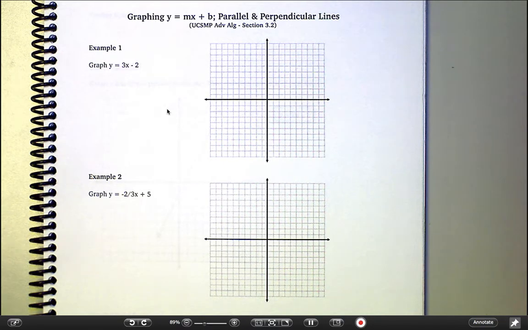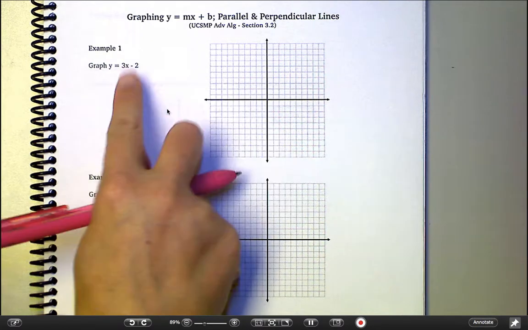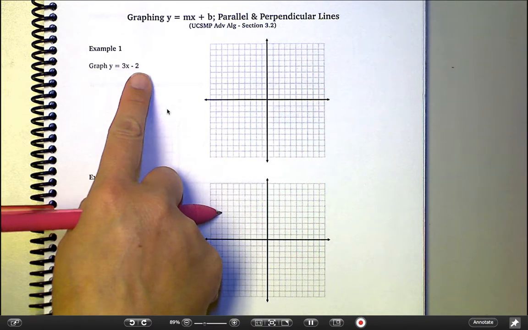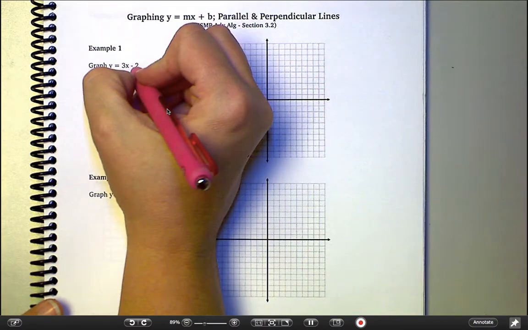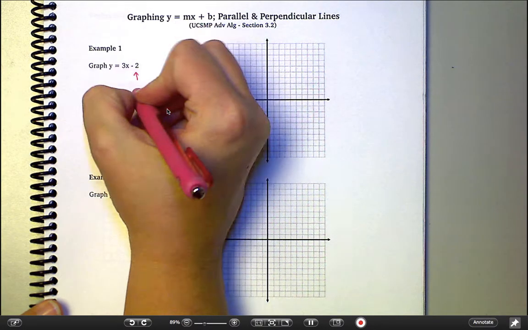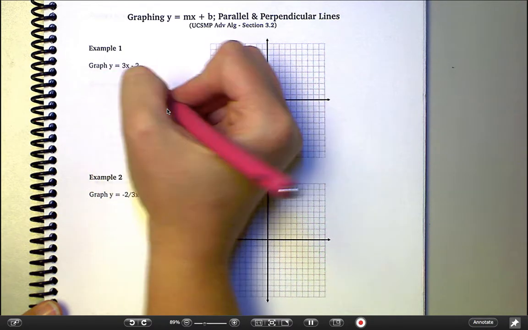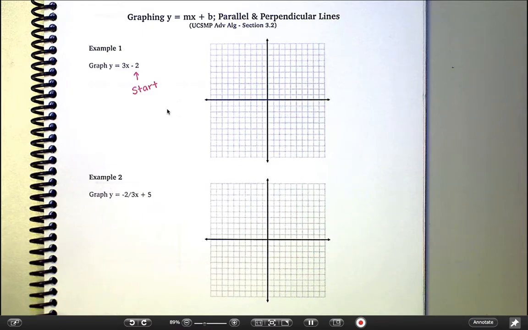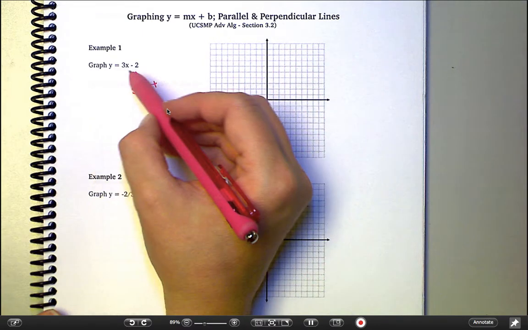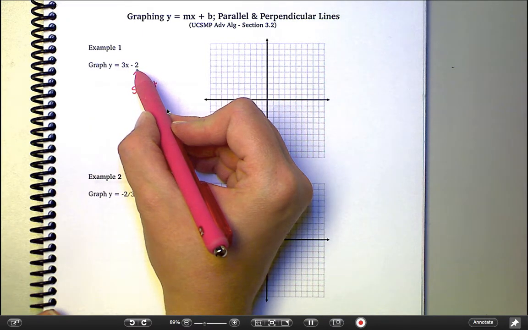Remember that the beauty of this being on a video is that you could always rewind it and watch it again if you're confused. So if I want to make a graph of this line, y equals 3x minus 2, I'm always starting at the y-intercept. Okay, and if you remember yesterday, we said that the y-intercept is like the initial value, so that kind of holds true here too. So my y-intercept is negative 2.